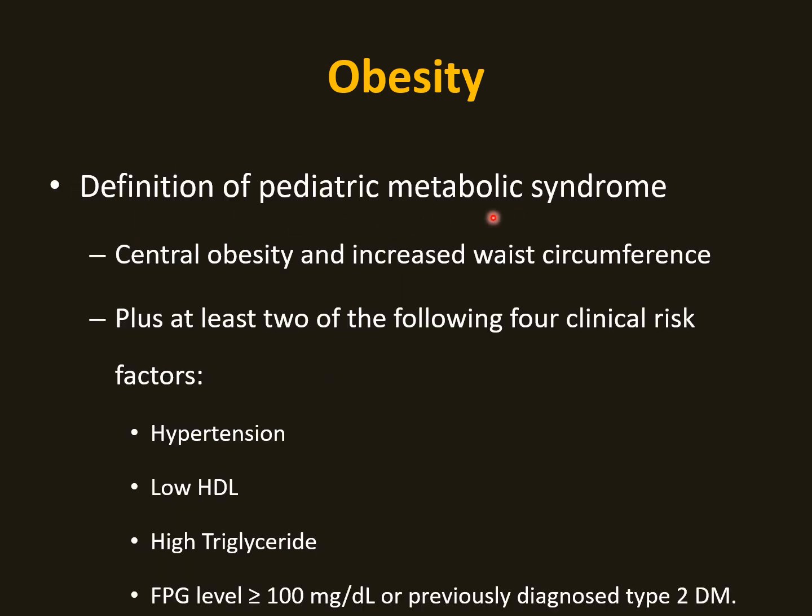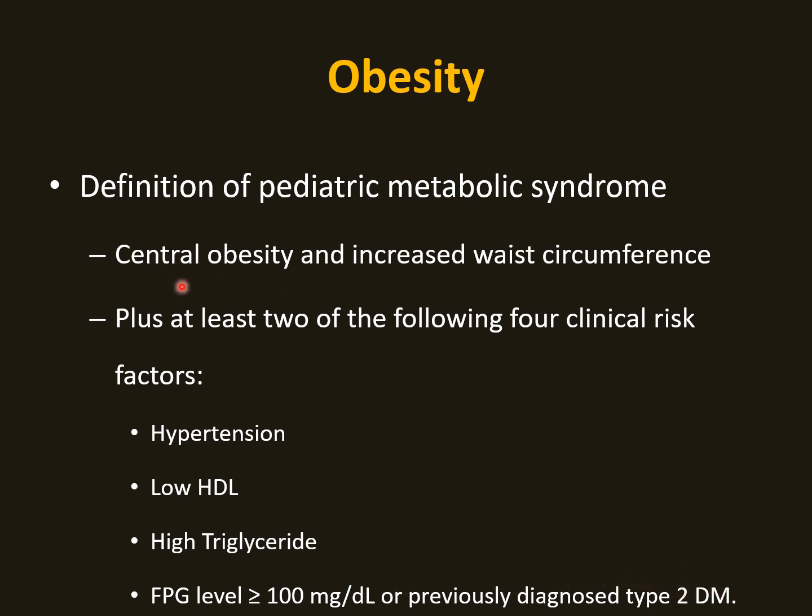The definition of pediatric metabolic syndrome is very important. Central obesity and increased waist circumference, plus at least 2 of the following 4 clinical risk factors: hypertension, low HDL less than 40, high triglycerides, fasting blood glucose level more than or equal to 100 milligrams per deciliter, or previously diagnosed with type 2 diabetes mellitus.